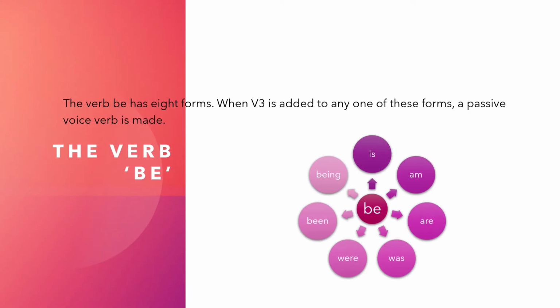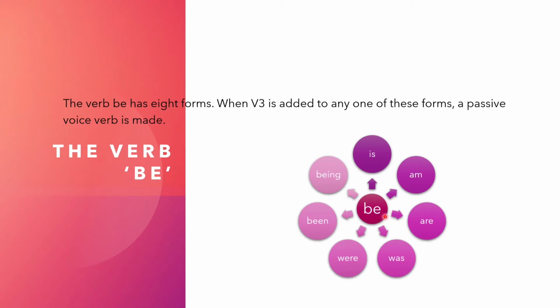Now you have to remember the verb be. That is a part of every passive voice verb. The verb be has eight forms. So any of these forms is considered to be equal to the verb be. So if you use V3 after any of these words, that should be understood as a passive voice verb construction. So you can say be, is, are, was, were, been, being.